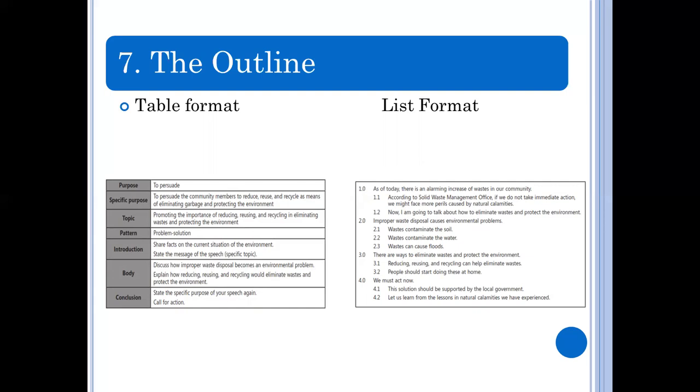In writing your outline, you must base it on how you want your ideas to develop. And we have here examples on how we could have a good outline. Here are some suggested formats. We have the table format and the listed format. In the image we could see the table format. So we have here the purpose, specific purpose, topic, pattern, introduction, body, conclusion. For the list format, we could see that it is in list form. So we have here an example of suggested format.